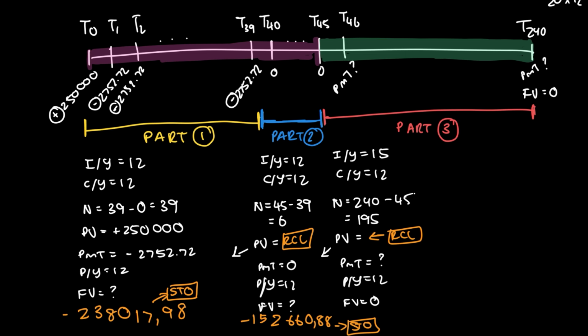And the PMT is going to be minus 3465.70. So the monthly payments have increased to 3,465 Rand and 70 cents. So 3465.70 would be our final answer.